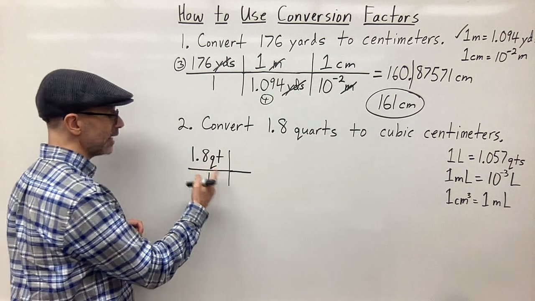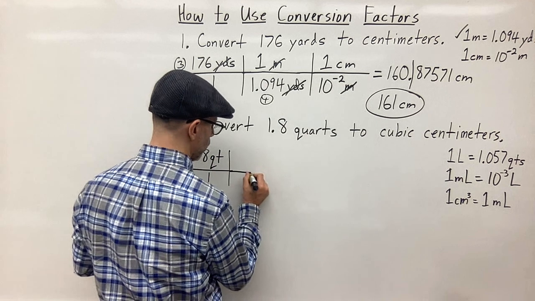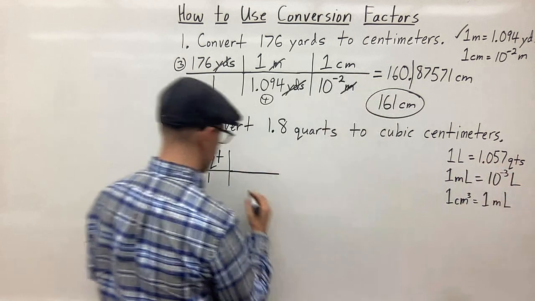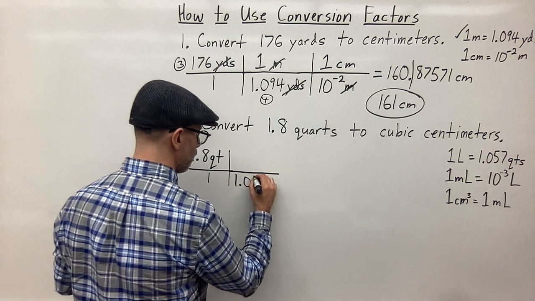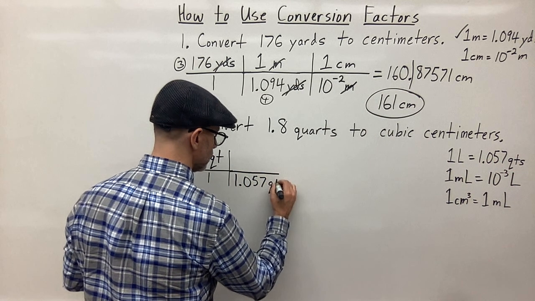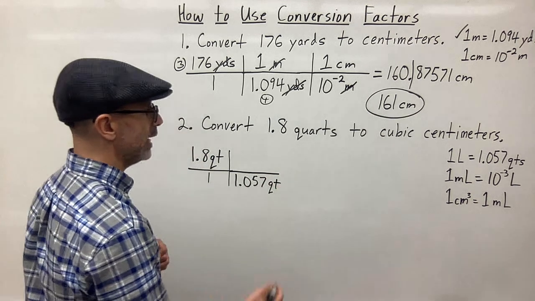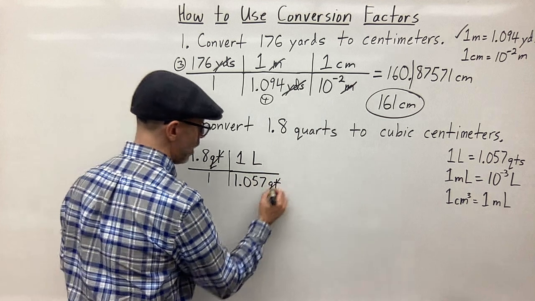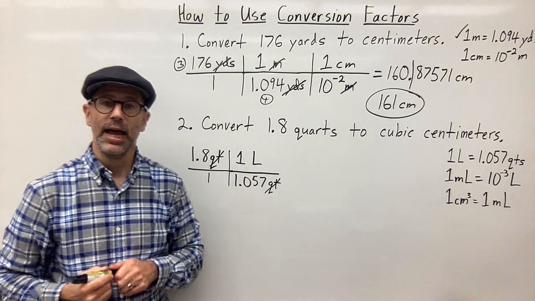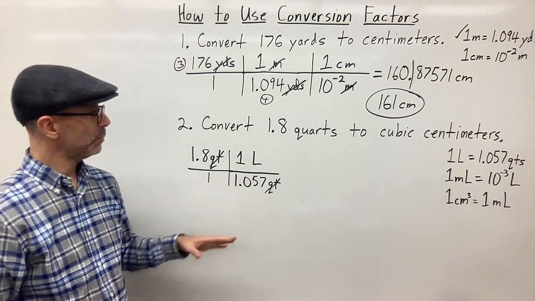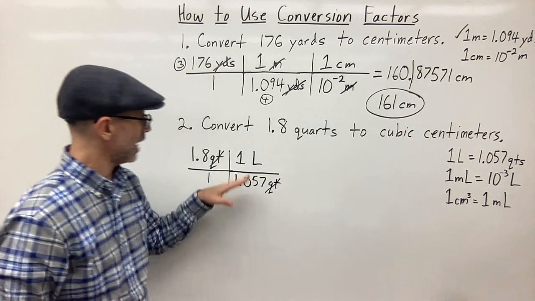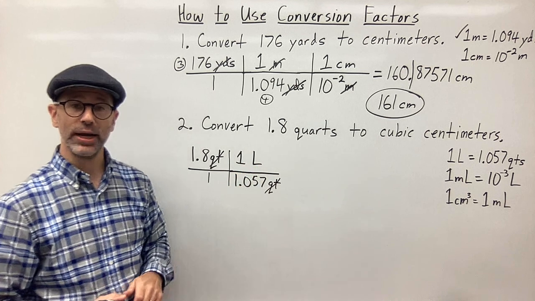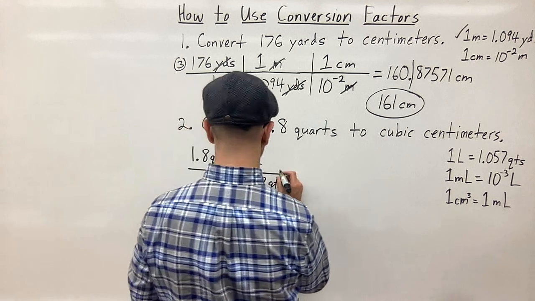I have quarts on top, so I want to put quarts on the bottom. So I'm going to put the 1.057 quarts on the bottom and 1 liter on top. Quarts cancels out. Now I have liters. Am I done? No. Why? Because I'm asked for cubic centimeters. I have liters. I don't have the unit I need on top, so I keep going. I need another conversion factor.